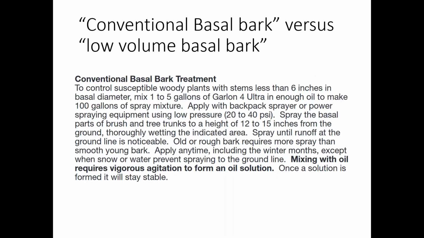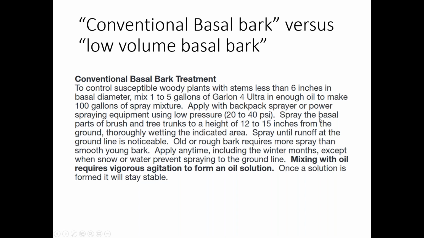Okay, I said conventional basal bark, or I said low volume basal bark. I got to give you a little history here. On the label, you're going to see several different basal bark applications. One is conventional and one is low volume. When we talk basal bark today, we are always talking low volume basal bark. Conventional basal bark is from a bygone era of mixing 1 to 5 gallons of Garlon 4 and 100 gallons of oil. So that's a 1 to 5%, okay?